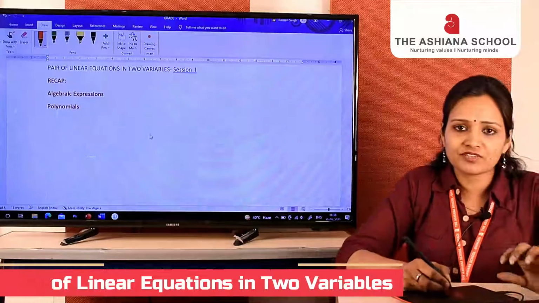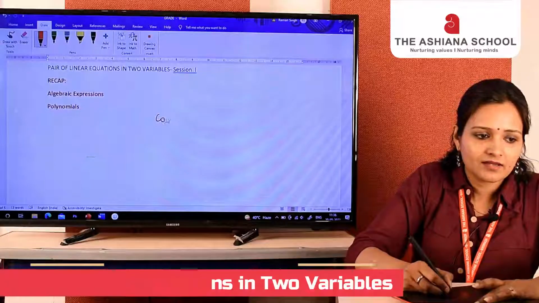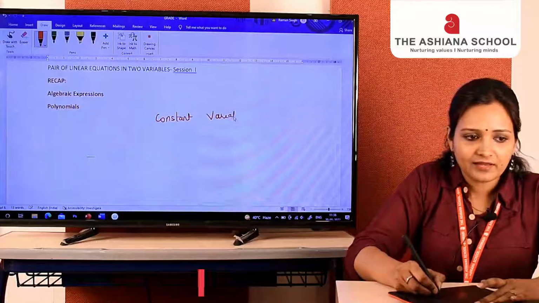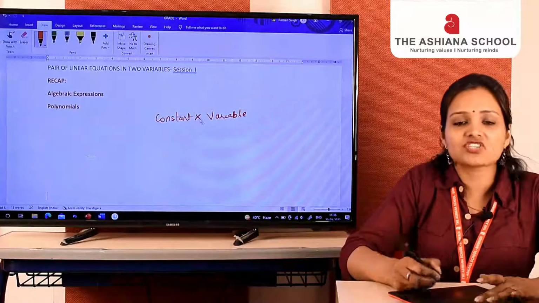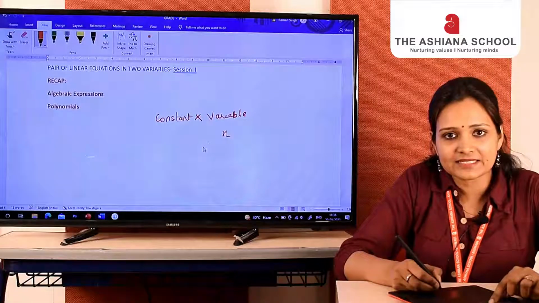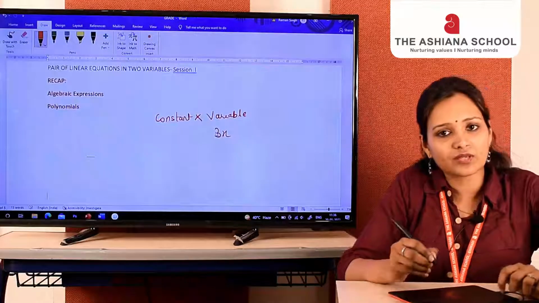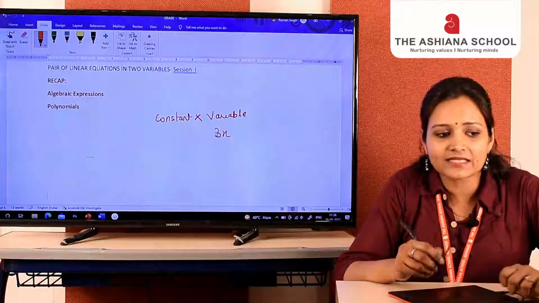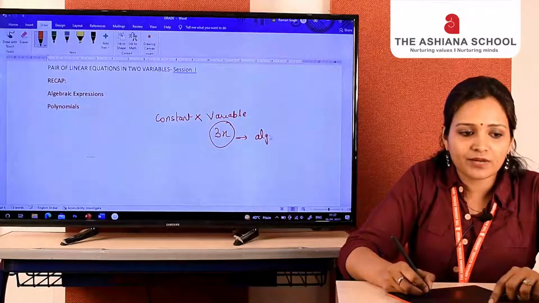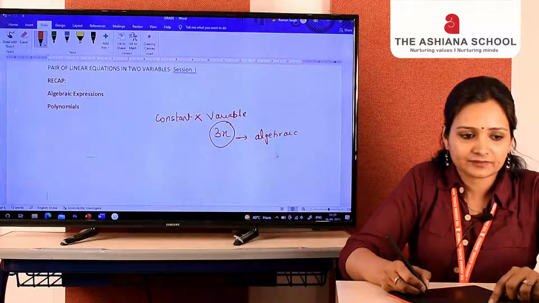Any expression which has a constant and a variable in relation to each other. That means if we have a variable x and a constant 3 is multiplied with x, this would be termed as an algebraic expression.